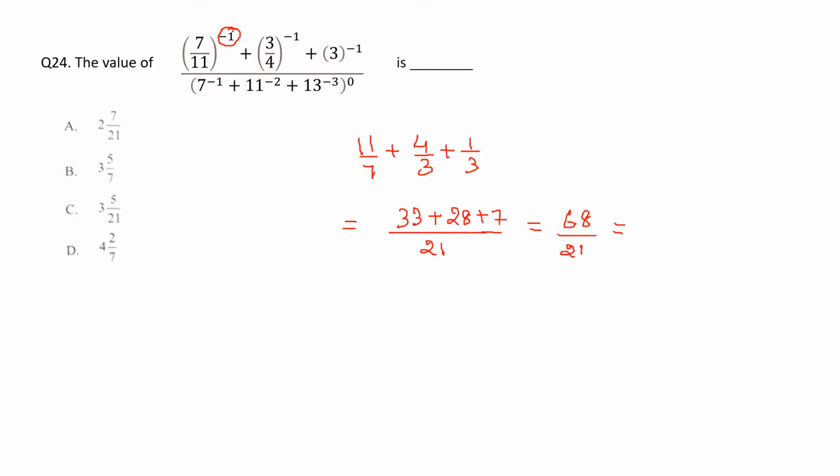But the answer, if you see, is in mixed form. So you are going to convert it into mixed fractions. So you will get 3 whole 5 by 21. And your correct option is option C.